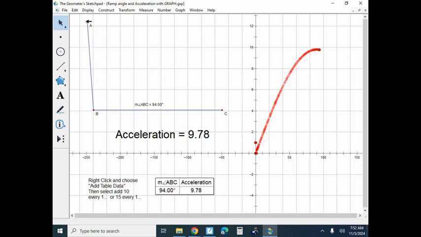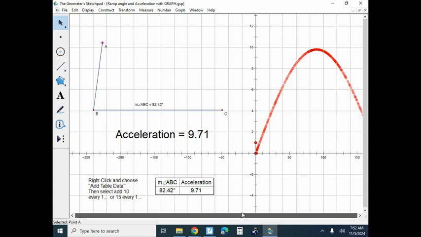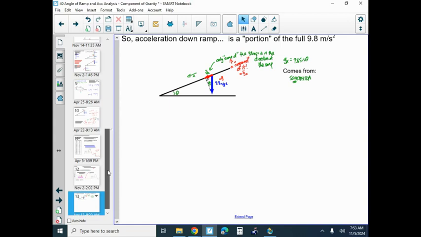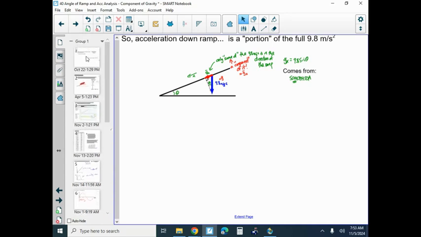So it goes right up to that value. I guess I can do the rest of it to there actually. So that's your classic sine curve, of course. And that's about it. So basically the acceleration down the ramp is a portion of that full 9.8. I have used this in the past to introduce the idea of components, but I like the way I went about it here, where we already know about components, and this is just confirming that componentizing acceleration makes perfect sense. The experimental results confirm that everything makes sense.